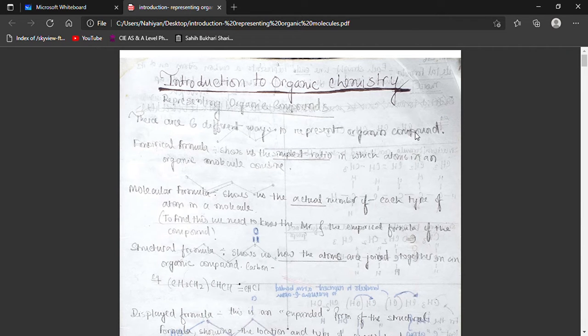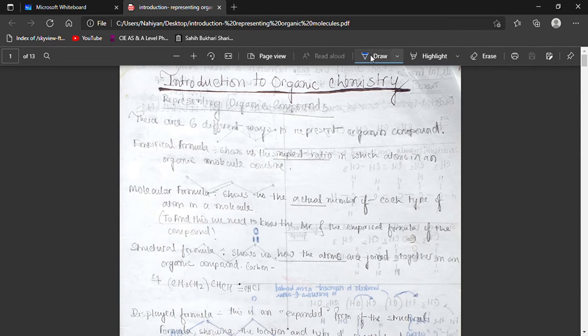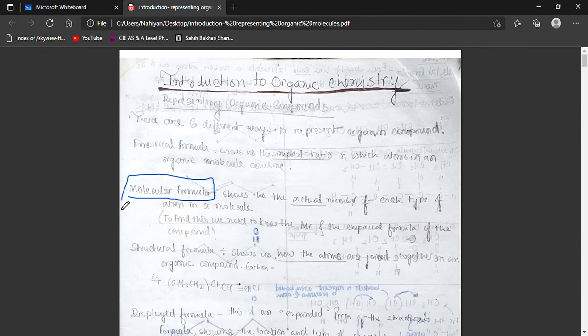So in today's video, we're going to look at the topic representation of organic compounds. There are quite a few methods. Firstly, let's look at molecular formula, which is mostly used. What it shows is the actual numbers of each type of atom in a molecule.